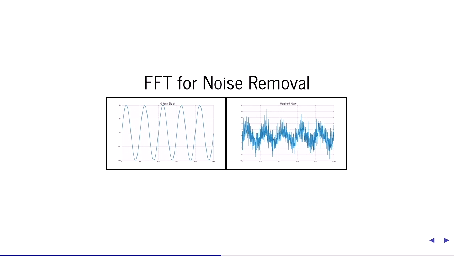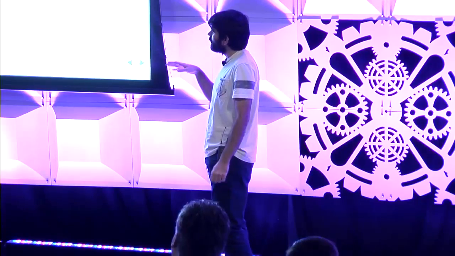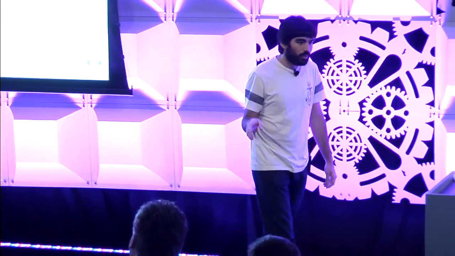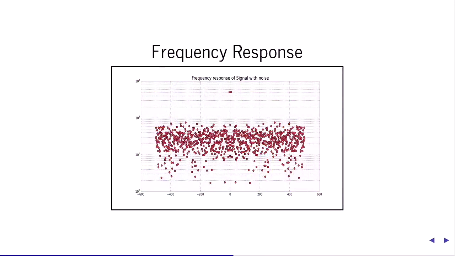So for noise removal, the left one is the original signal, and the right one is the signal with noise. This noise is just Gaussian noise on top of the original signal, and it also has some DC component. So it is not just high frequency noise, but also low frequency. The original signal is 5 Hertz, and we want to be able to remove the noise from the signal totally.